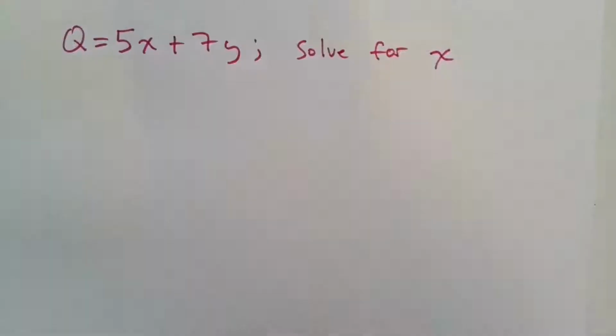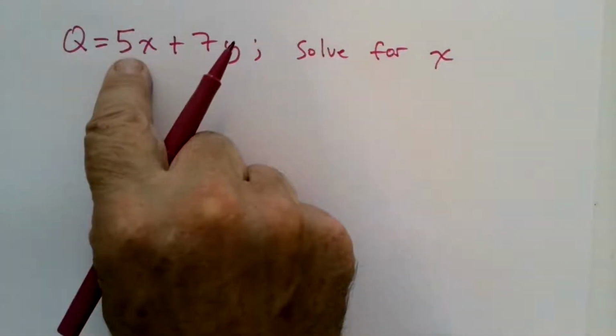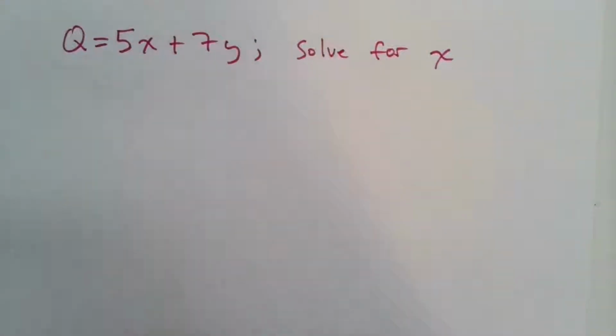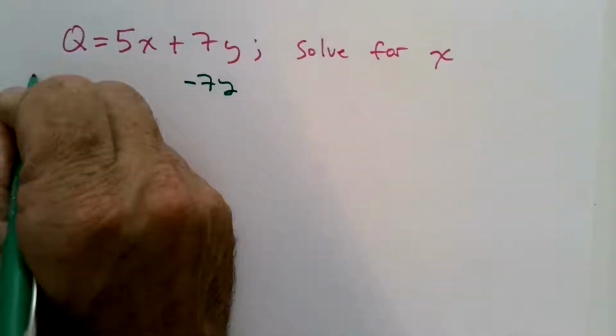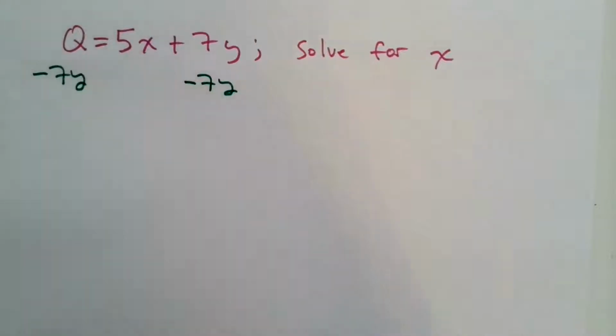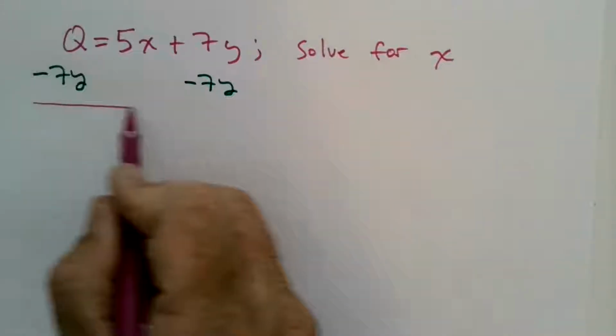So we want to get the x by itself. Currently, x is being multiplied by 5, and 7y is being added to it. We always go in reverse order of operations. So we're going to get rid of the addition first, adding negative 7y to both sides. So now I have q minus 7y equals 5x plus 0.